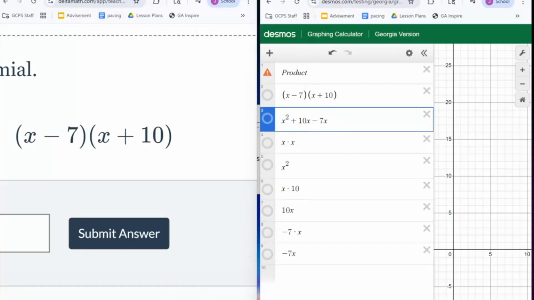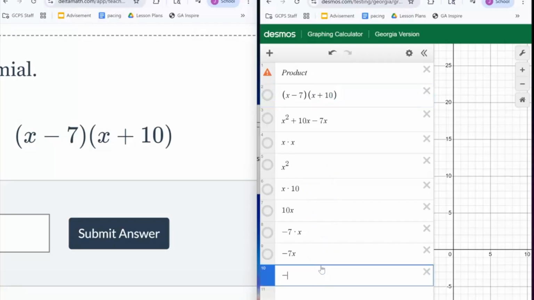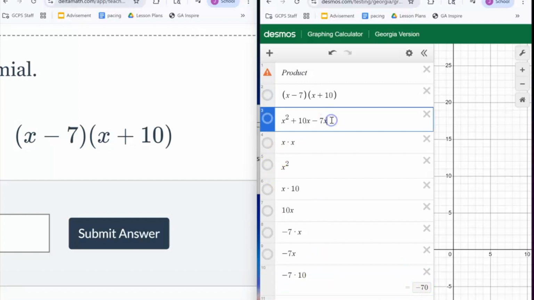All right, my last one should be negative 7 times positive 10. So we're going to go ahead and do that. Negative 7 times positive 10. That's going to give me negative 70. So I'm going to type that here, negative 70. So I'm finished because I have 4 terms, because I have 4 different multiplications. Now that I'm finished, I'm going to see if it matches. I'm not done with the question, but does it match?